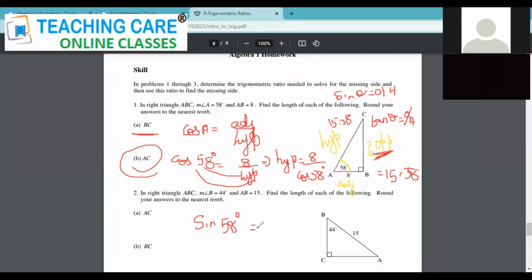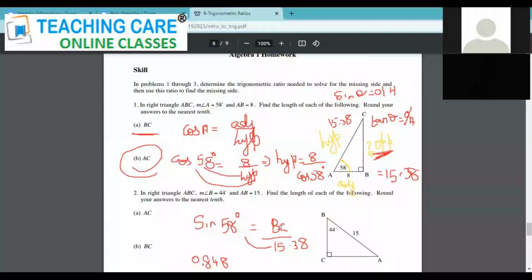would be equal to, I have to find what is your sine theta, opposite side. I don't know what the opposite side is, that is BC only, I have to find it out, divided by hypotenuse. Hypotenuse is 15.8. Understood? Got it? Fine. First, I will find what is sine 58 degrees. So my sine 58 degrees is nothing but 0.848. Okay, got it?